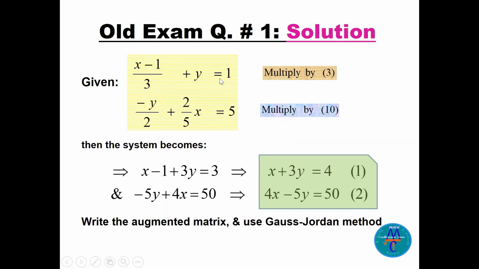So when you multiply by 3, you get x minus 1 plus 3y is equal to 3. Multiply by 10, you get minus 5y. 10 divided by 5 is 2, so 4x is equal to 50. Let's rearrange here, x plus 3y is equal to 4, 4x at the beginning minus 5y is equal to 50. Equation 1, equation 2. So we write the augmented matrix.